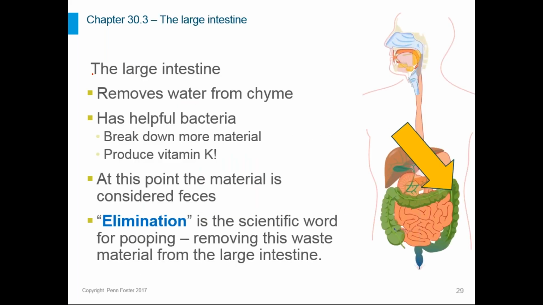So once the chyme leaves the small intestine, again, all of the nutrients have been absorbed out of it and it goes to the large intestine, where the main job of the large intestine is to remove the water from the chyme. It also has bacteria that help break material down further. So there's cellulose here that can't be digested by your organs, but the bacteria help break it down. And these bacteria also produce vitamin K for you, which is pretty nice of them.